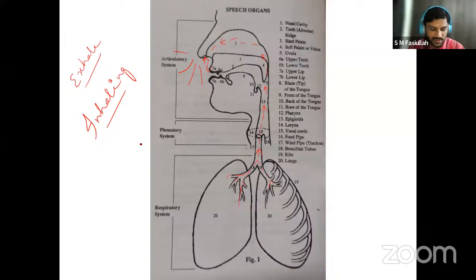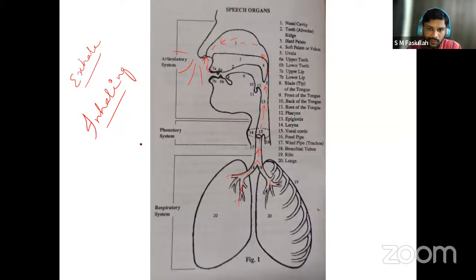So if you observe, we are able to produce any sound, irrespective of any language, whether it's a meaningful sound or a non-meaningful sound. In doing so, we require energy, right? And that, in this particular case, is breath force. We call it breath force, isn't it?